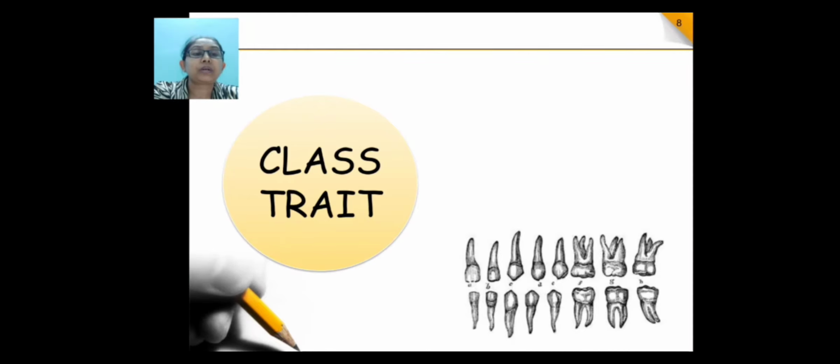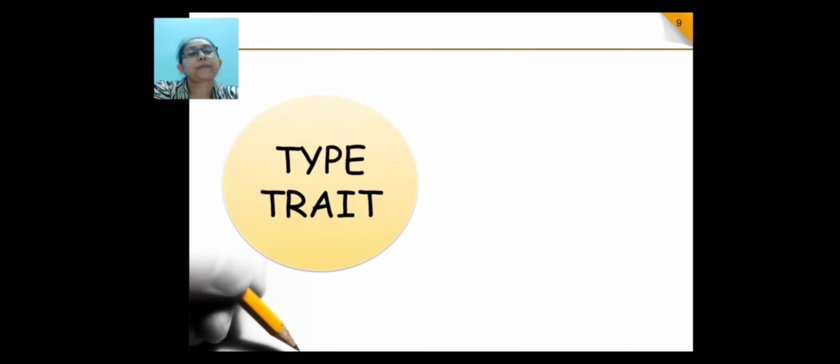Canines are used to tear the food. Premolars are used for grinding, and molars are used for chewing the food.